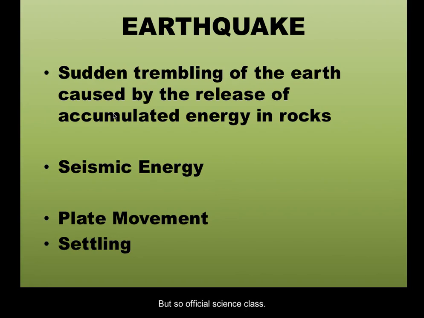So the official science class definition: sudden trembling of the earth caused by the release of accumulated energy in rocks. And we call that energy seismic energy. You're going to see the word seis over and over again. Seismologist, someone who studies earthquakes. Seismogram, a piece of paper that has the squiggly lines on it. The seismograph, the machine that makes it. Seismic energy, the wavelengths. They use this seismic over and over again. So whenever you see that word in any context, even Seismosaur, that giant dinosaur, because he causes an earthquake when he steps, I guess is what they were going for there.